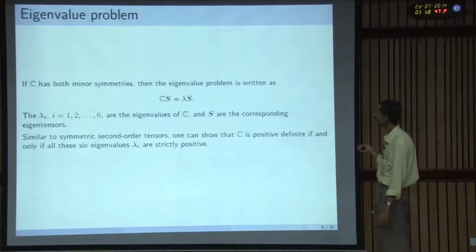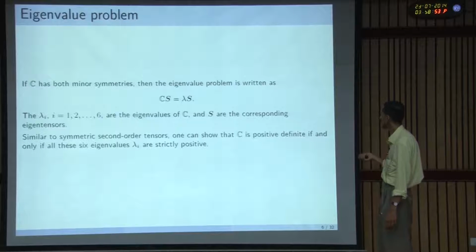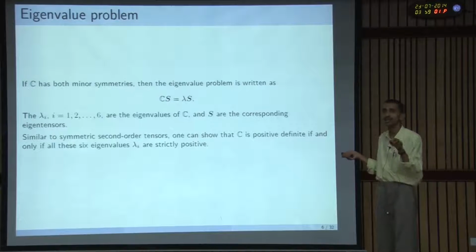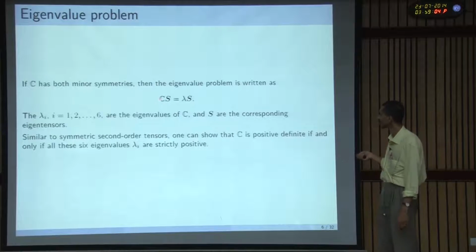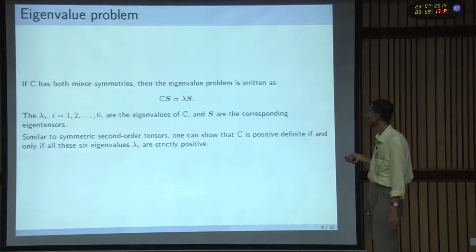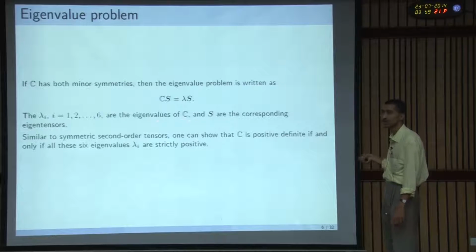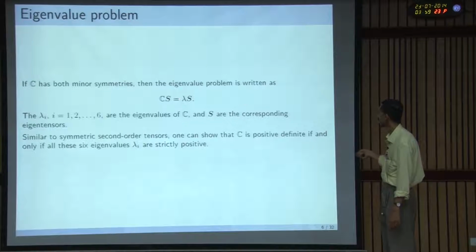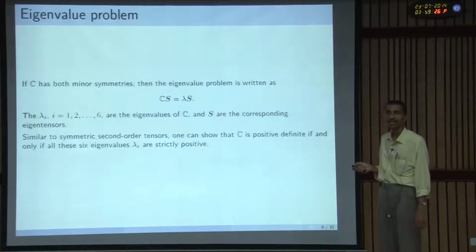If C has both the minor symmetries, then you can write the eigenvalue problem in this particular way. S here is the eigentensor, just like you have an eigenvector. Now this is the fourth order tensor, and this is an eigentensor, and this is the eigenvalue, so it is very similar. Because it has minor symmetries, we can represent it as a 6x6 matrix. In that case, you will have 6 eigenvalues for this fourth order tensor, and as I already pointed out, these S are the corresponding eigentensors here.